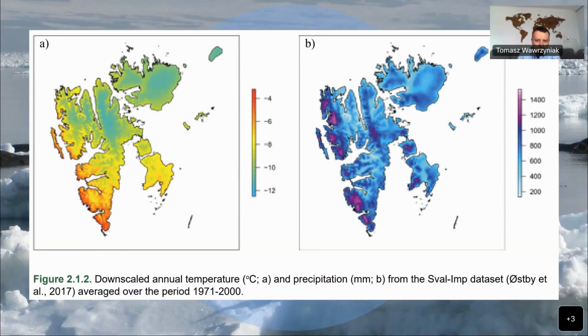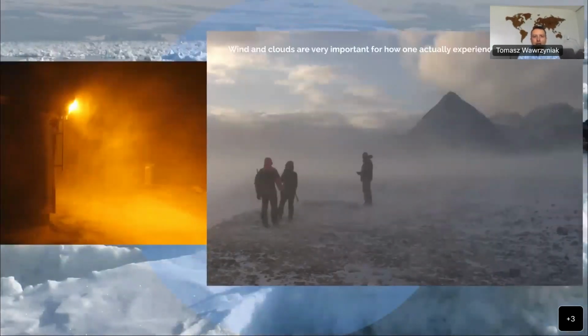Once you compare the temperatures and precipitation, on the left map you can see the annual temperature at different locations. The warmest is the southwest, and this is where our Polish Polar Station is located. The colder regions are further north and in the inner parts of the islands of the Svalbard archipelago. There is also higher precipitation, as I mentioned, across the western shores. There are also clouds and wind conditions that influence how we feel in these conditions.